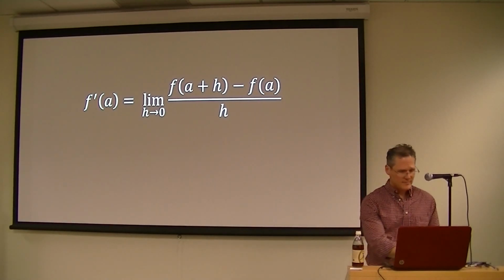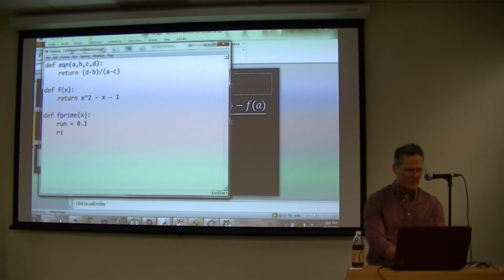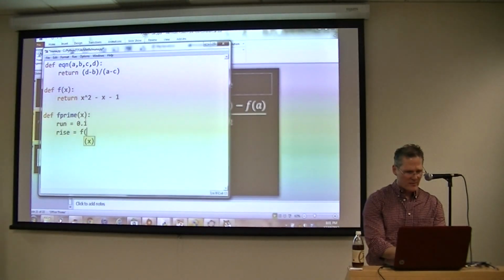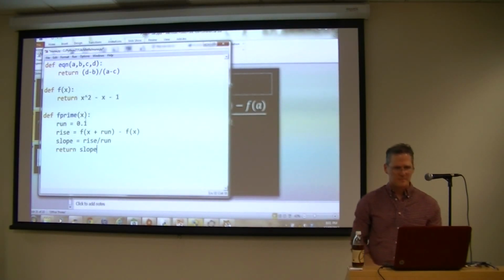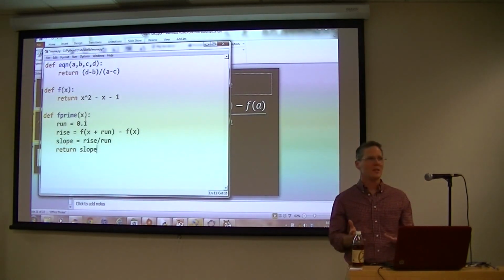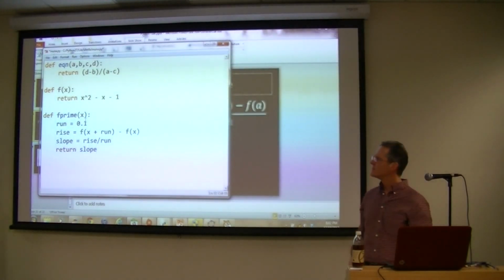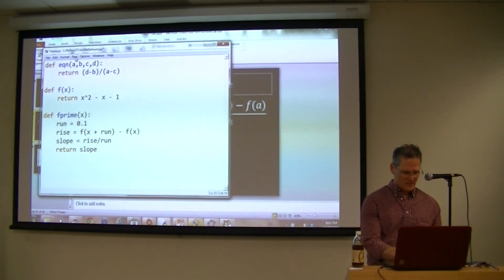So we'll put that into our Python program. This is the run. The rise is f of x plus the run minus f of x. And the slope, as always, the rise over the run. I could have done this and just return the slope. So there's really nothing calculus-y about this. It's just, if you've done slopes of lines, it's really no different than that.